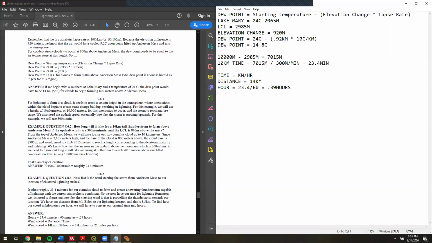And then we just take our distance over time, so 14 kilometers divided by 0.39 hours, and that's equal to roughly 35 kilometers per hour, or about 21 miles per hour for our steering winds. And that's pretty typical on a windy monsoon day in northern Arizona, at least above the surface. So in this case, we looked at how we can get storm formation if there's wind during the day, and how steering winds can influence the lightning strikes that we see across the geovisualization.